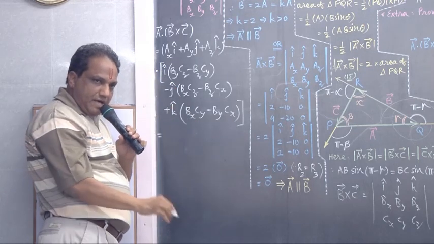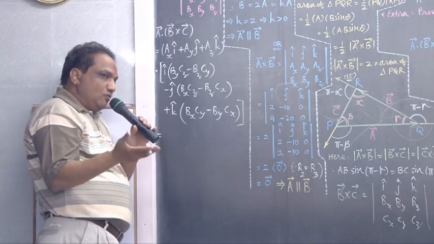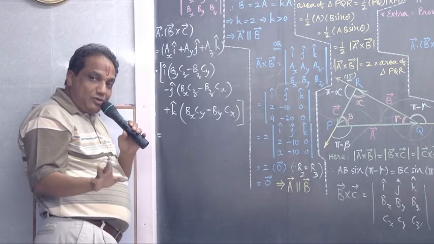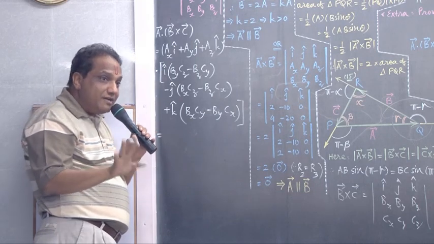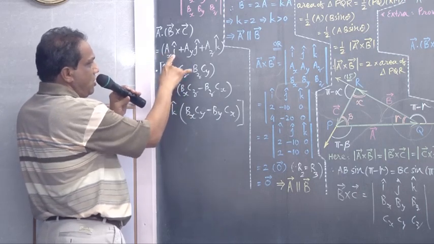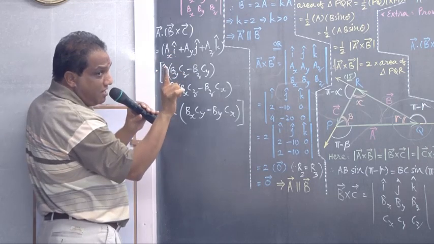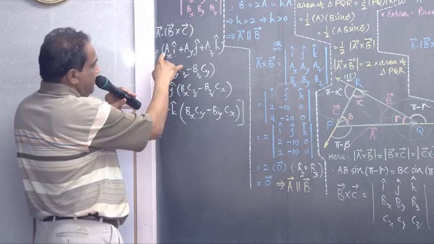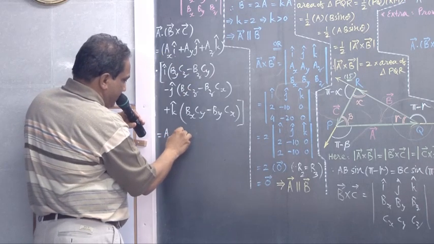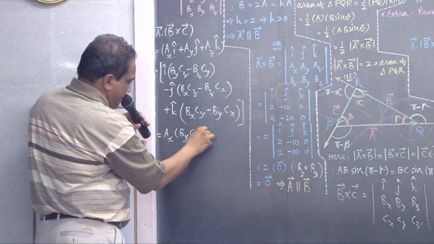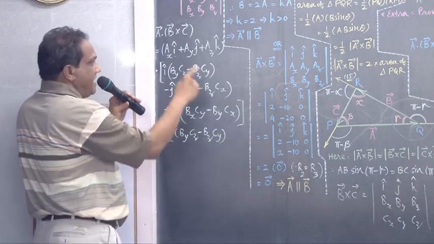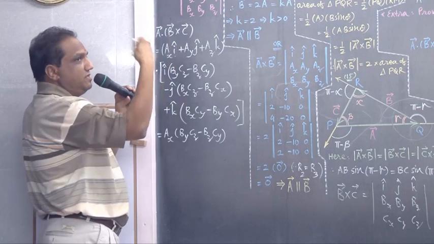Correct? But I am not writing all the terms. Those whose values are 0, why should I write? I should write only those terms which are remaining. Look, Ax into this I am writing. Ax into this, because i hat dot i hat is 1. So let me write this into this. Ax into bycz minus bzcy. Correct? But then i hat dot j hat is 0.